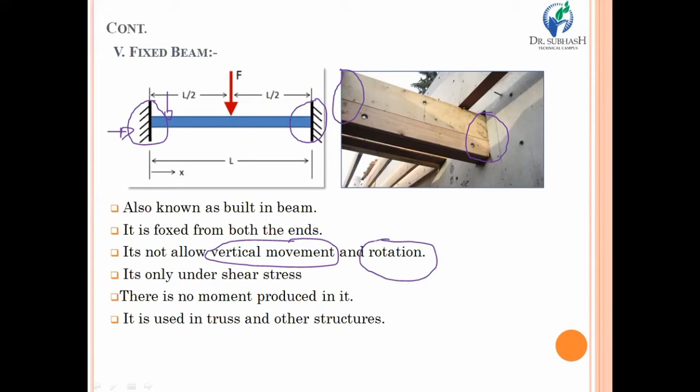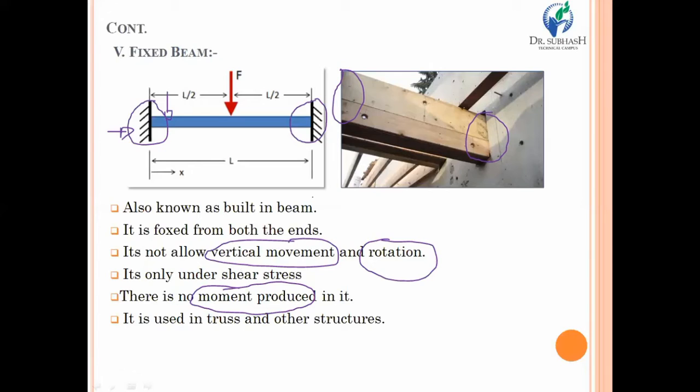So, due to the prevention of rotation, we can say that there will be no moment produced inside this type of fixed beam. One more thing, as compared to the other previous types of beam that we have discussed, the majority of the beams suffer from two primary categories. One is bending moment and the other is shear stresses.